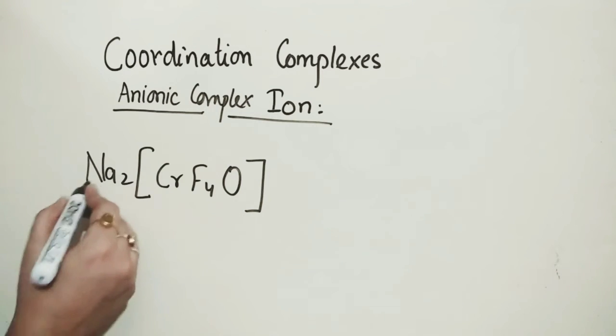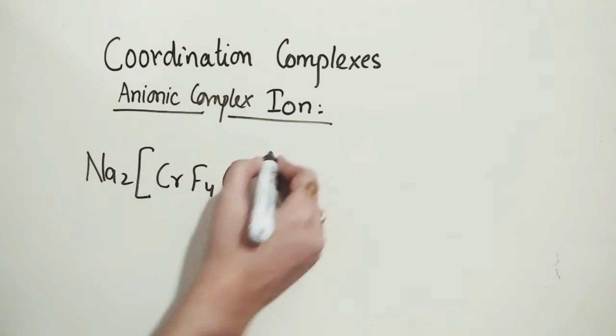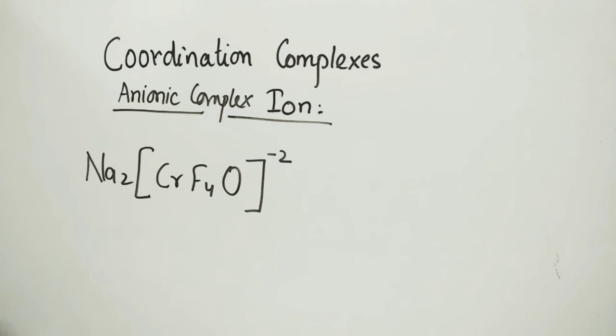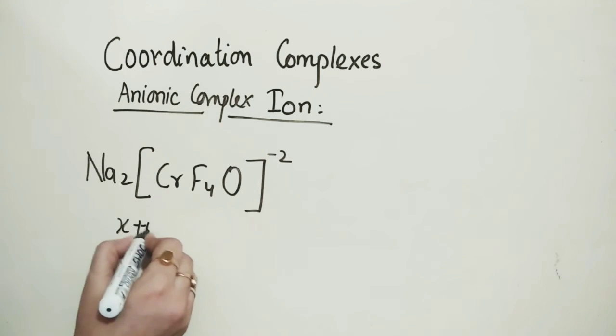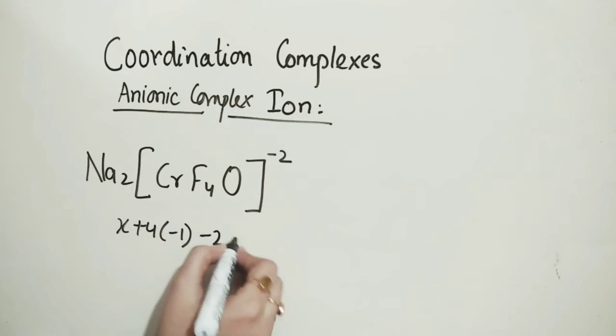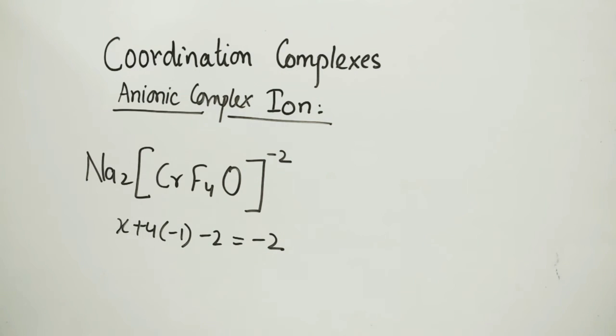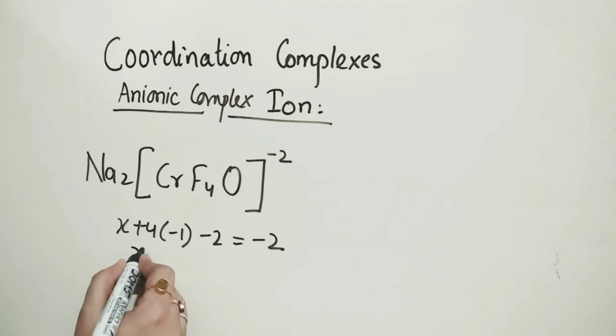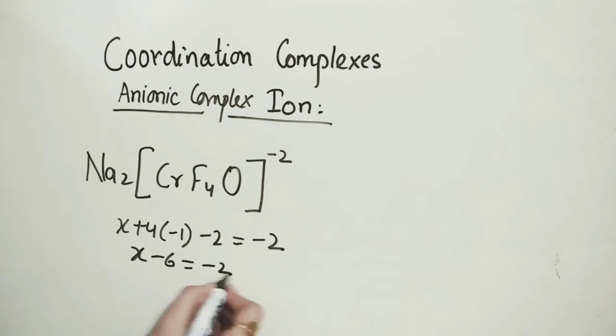So this is the next complex. We will find the oxidation state, it is +2, so it will be -2 here, so it is x plus 4 into -1, -2 equal to -6, -2. So x comes out to be minus 6 minus 2. So x comes out to be plus 4 here.